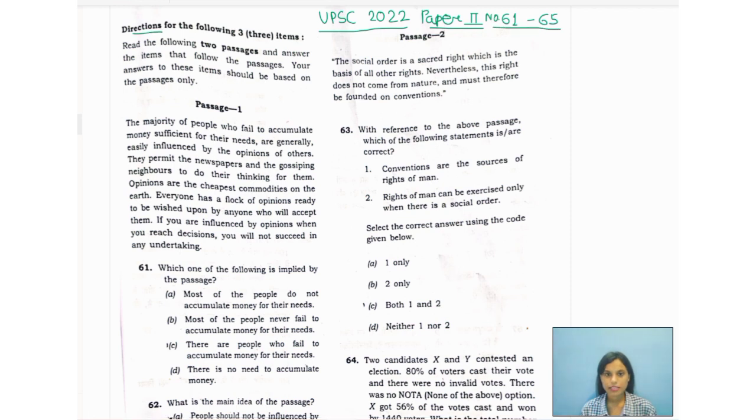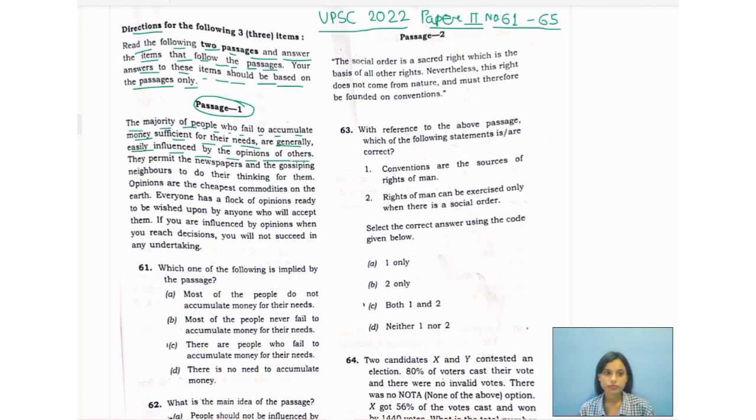Let's start with the passage that is provided over here. You have to read the following 2 passages and answer the items that follow the passages. Your answers to these items should be based on the passages only. Passage number 1 says: the majority of people who fail to accumulate money sufficient for their needs are generally easily influenced by the opinions of others.